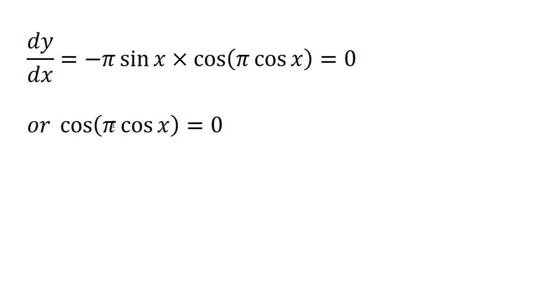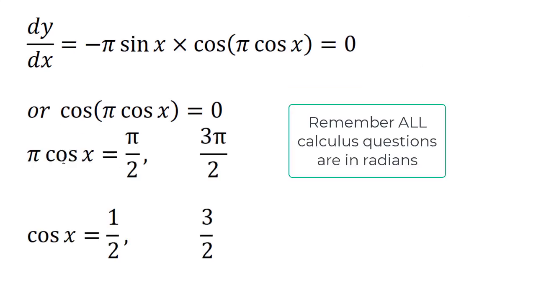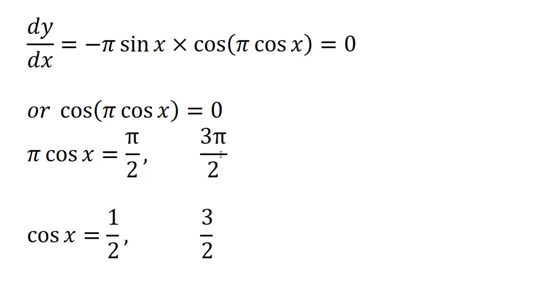This is reading cos of something is equal to 0. So let's just inverse cos. Let's just say, well, what angles make cos equal to 0? Can you picture the cos curve? When is it equal to 0? Well, it's either equal to 0 at 90 or 270. So therefore, this cos of pi cos x must equal 90 or 270, except we're dealing in radians. So pi cos x equals pi by 2 or 3 pi by 2.